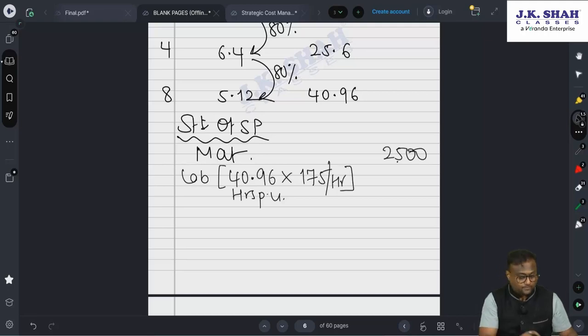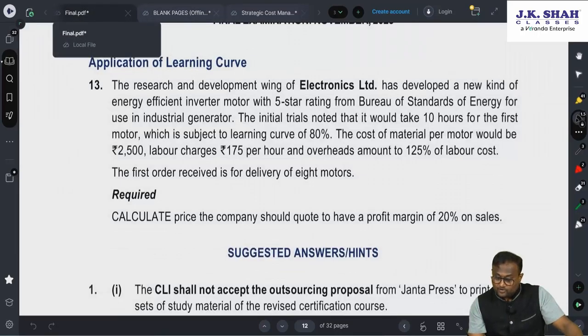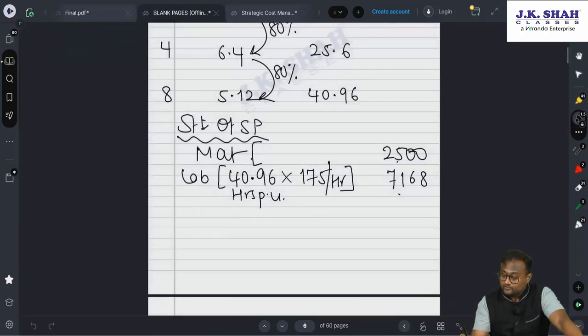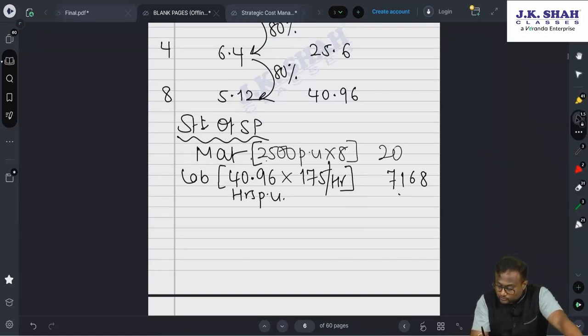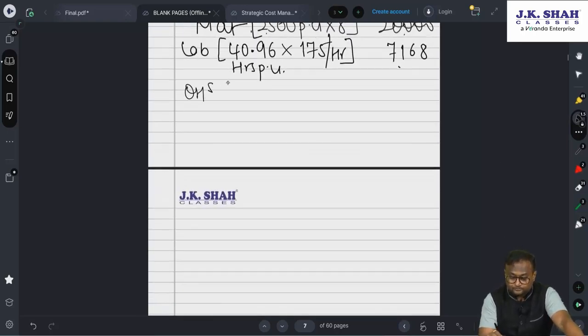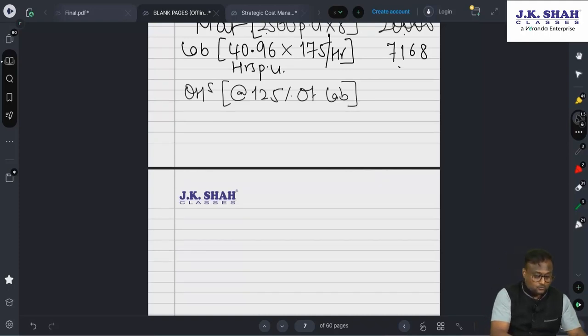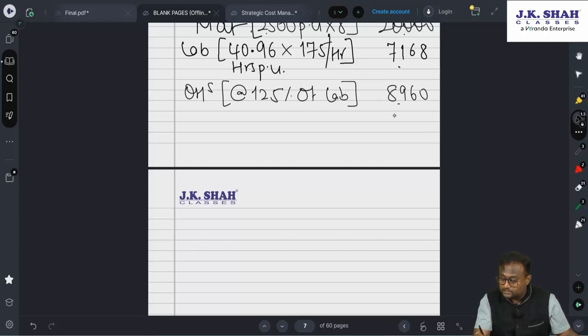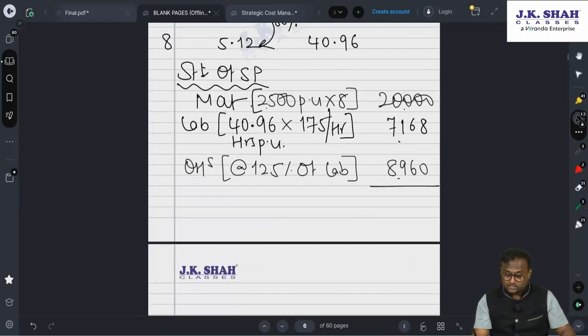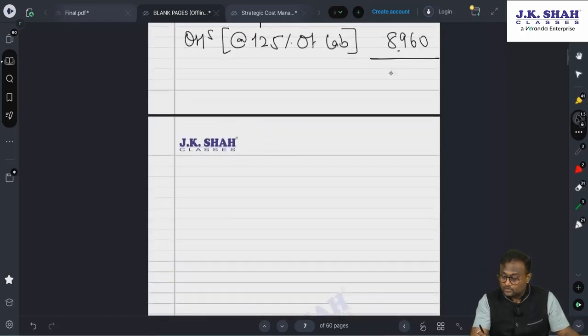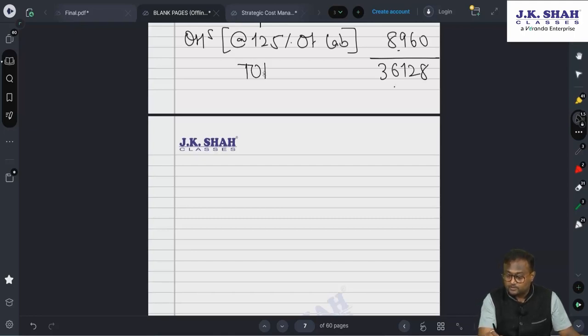175 per hour is the rate of labor. So that comes to 7168. Your material cost is 2500 per motor. If this is per motor, naturally we are talking about 8 motors. So 2500 per motor into 8 comes to 20,000. Then we have overheads to be absorbed at the rate of 125% of labor. So that can also be calculated: 8960 plus 7168 plus 20,000, 36,128. 36,128 is the total cost.